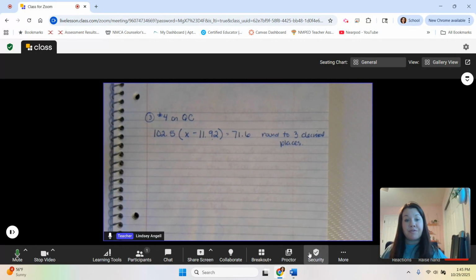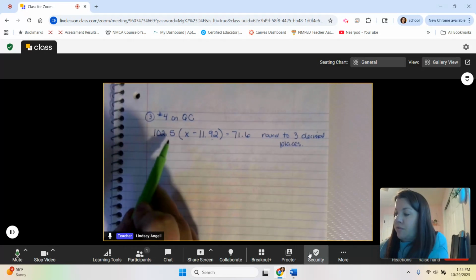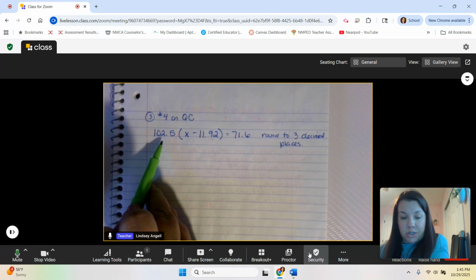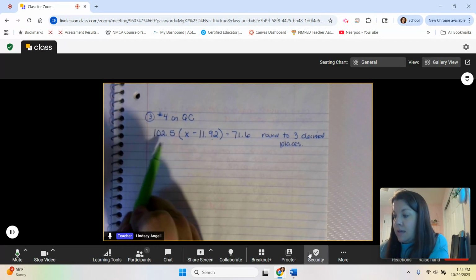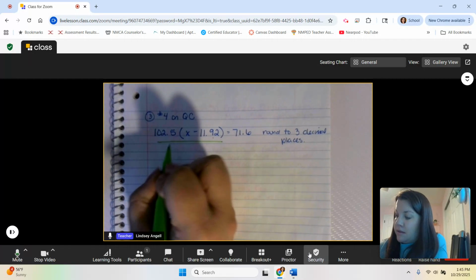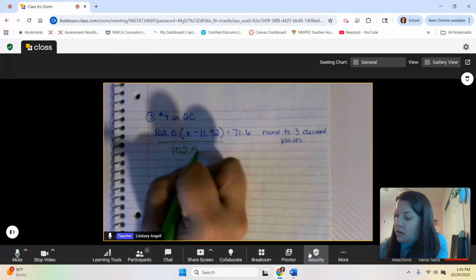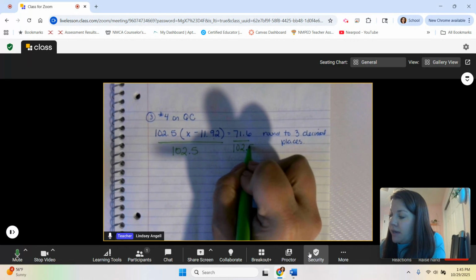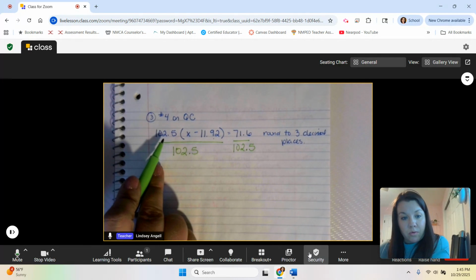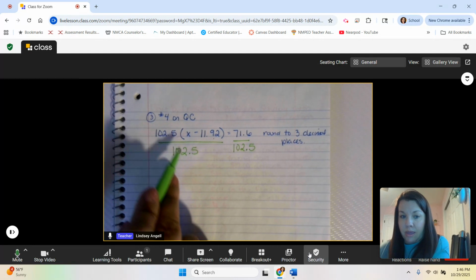All right, this is number 4 from your quick check. We have 102 and 5/10 times parentheses x minus 11 and 92 hundredths equals 71 and 6/10. Round to 3 decimal places. So we're going to be rounding to the thousandths place. Okay? So first off, I have this decimal 102 and 5/10 outside of my parentheses. I can go ahead and divide by that on both sides of my equation. That keeps it balanced. Since this is being multiplied by the entire thing, we can also get rid of it right away.